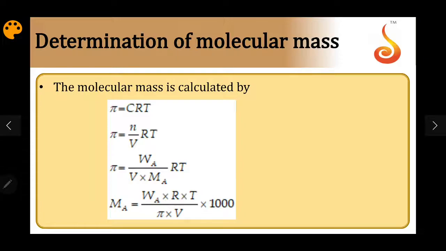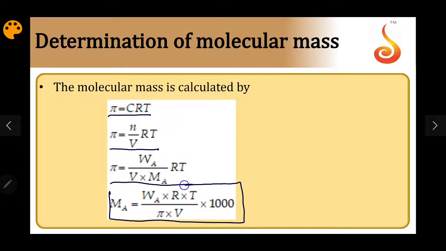Using osmotic pressure, how to find the molecular mass? So we know π = CRT. C is nothing but number of moles by volume, so n by V, RT. n is WA by MA, so WA by MA by V, RT. Simplify, MA becomes equal to WA RT into 1000 by π into V. Here also we can see molecular mass is inversely proportional to osmotic pressure.